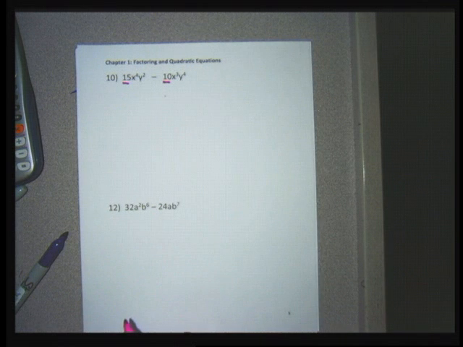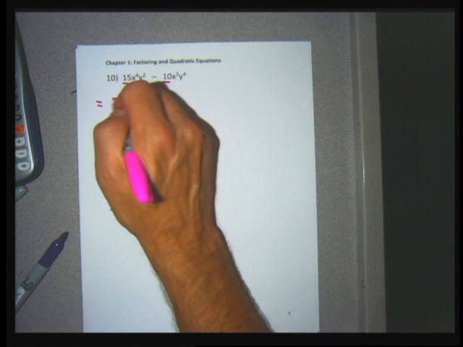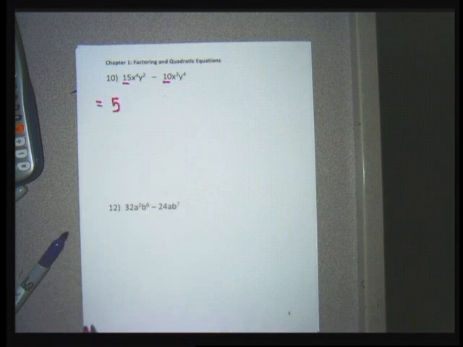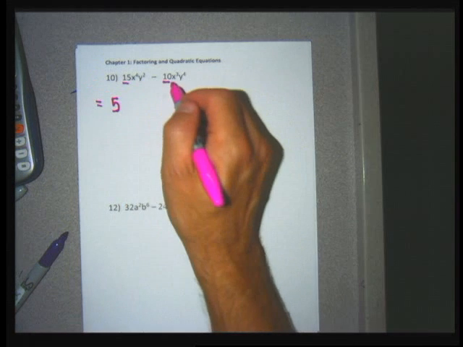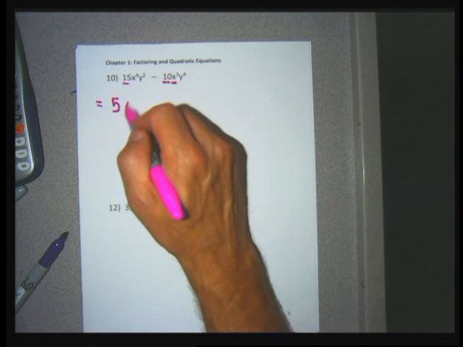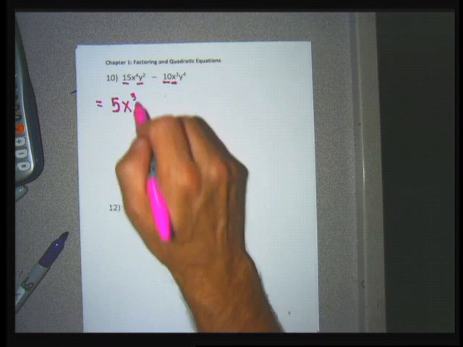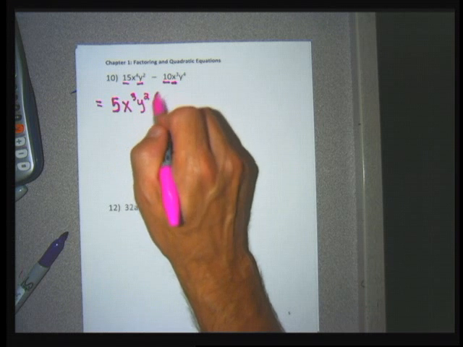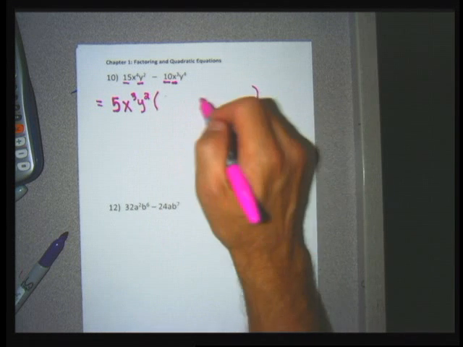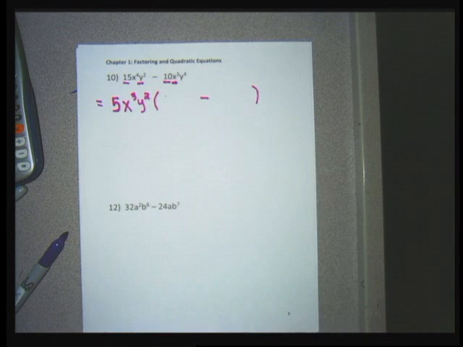First, in 10, I look at the numbers 15 and 10, and 5 divides evenly into both of them, and it's the biggest number that divides evenly into both of them. So I'm going to write a 5 first, and then both terms have an x. I take the smaller exponent of the x, which is an x cubed, and both terms have a y. I take the smaller exponent of the y and get a y squared. So what I did for the last few problems, dividing, is completely fine to get the insides of the parentheses. It's not really what generally is done.